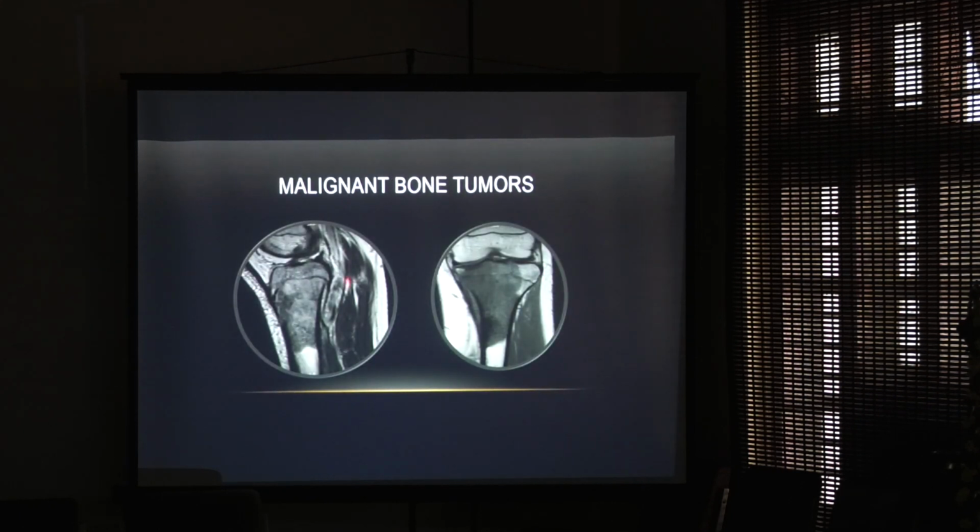Characterizing bone tumors: osteosarcoma. This is a case of osteosarcoma. We can know the extent of marrow involvement, the involvement of the joint, the involvement of periosteum, the involvement of adjacent soft tissue, etc. These can be well characterized on MRI.